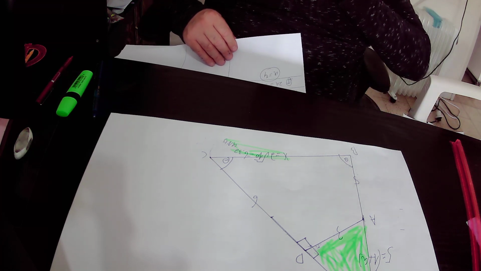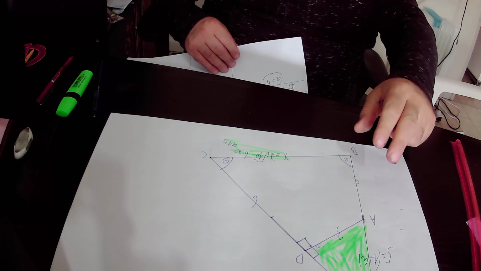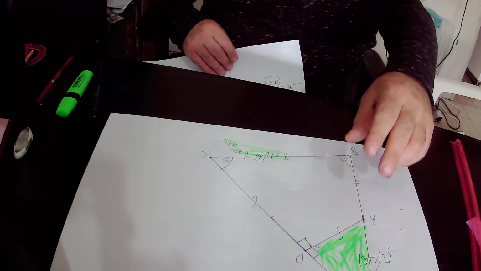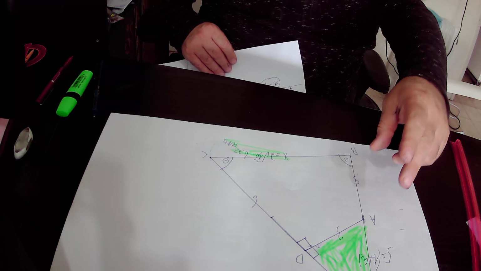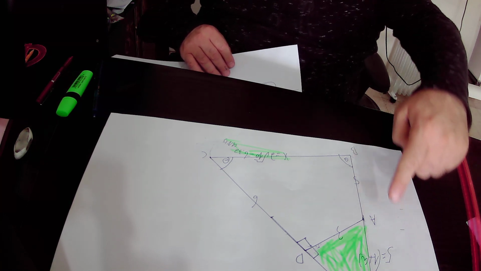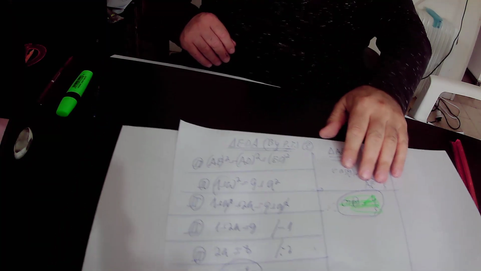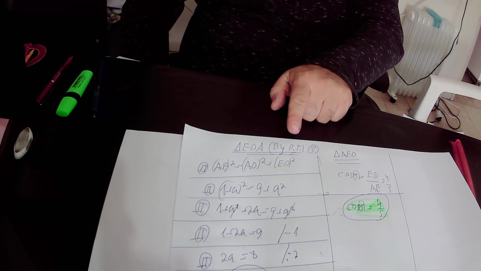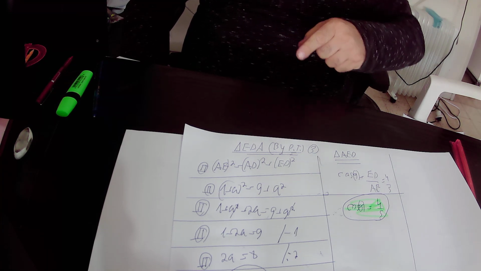In the green triangle EDA, we can implement the Pythagoras theorem because it is a right triangle. According to the Pythagoras theorem, the square of the hypotenuse equals the sum of the squares of the perpendicular sides. That is, AE squared equals AD squared plus ED squared. AE equals 1 plus A, so (1 plus A) squared equals AD squared plus ED squared.